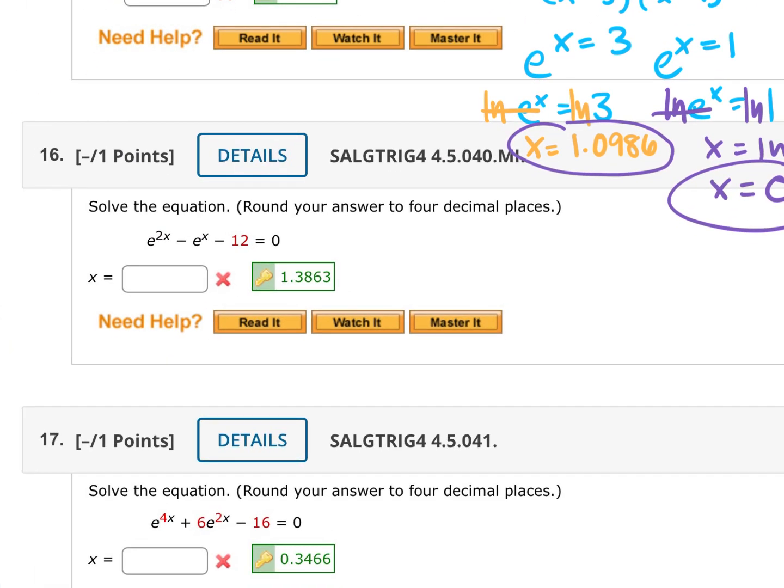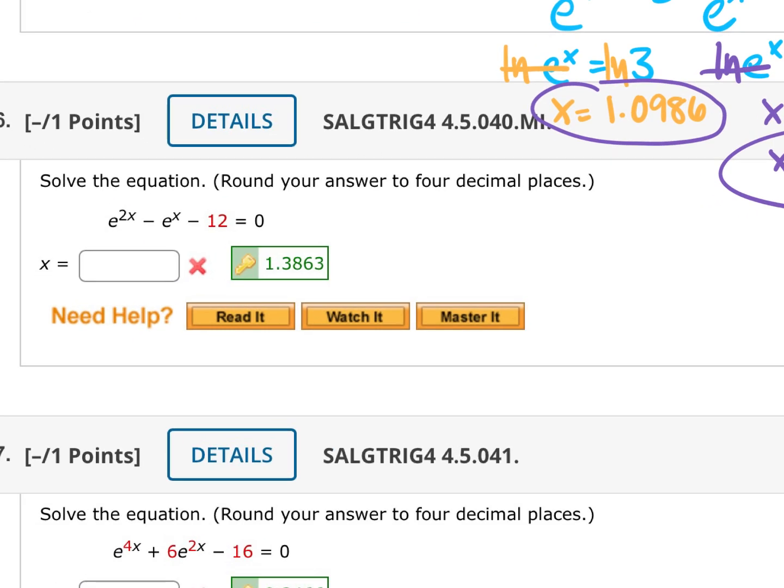Let's do another one. Let's take a look at 16. So 16, same thing. We have e to the power of 2x minus e to the power of x minus 12. So we're going to change this to be x squared minus 1x, or just x, minus 12 is equal to 0. So I just changed e to the power of x to be x. So now let's solve. What are 2 factors of negative 12 that add to negative 1?